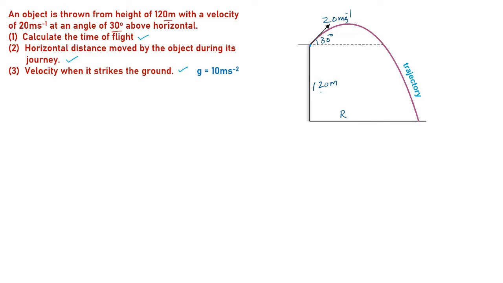So 120 meter is the height. See here, it's given 120 meter. Velocity of projection 20 meter per second, written here. At an angle of 30 degree above the horizontal. You can see that this is 30 degree above the horizontal, and the path taken by the projectile is called the trajectory. Now let us do this problem. There are three subdivisions altogether. We will do them one by one.